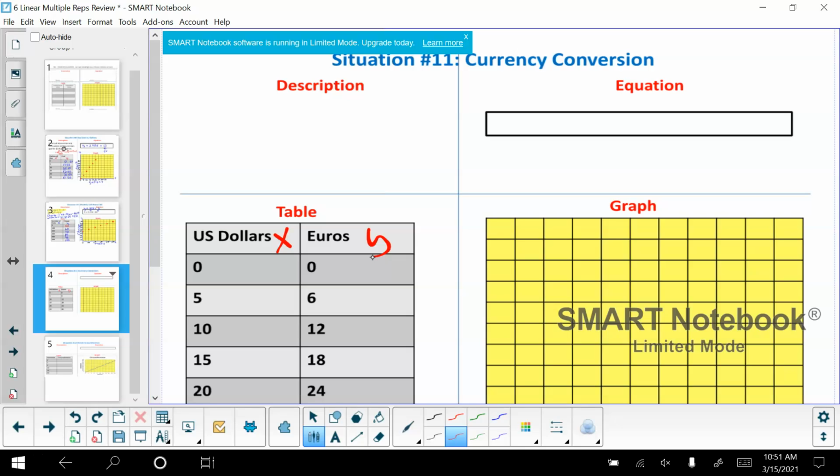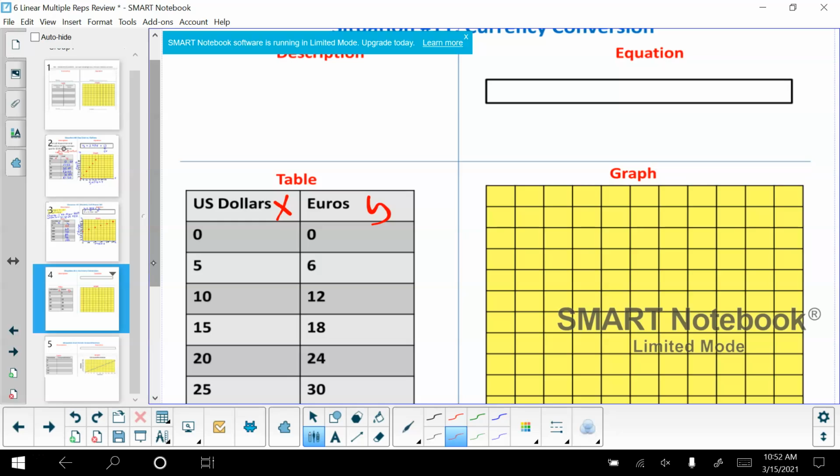And if you look up at the top, it says this is a currency conversion. So it's showing you how it's being converted. Now, if I look at my very first row on my table here, I notice that my X starts with 0. So whatever my Y number is, that's my starting value. So I'm just going to write that my starting value is equal to 0.